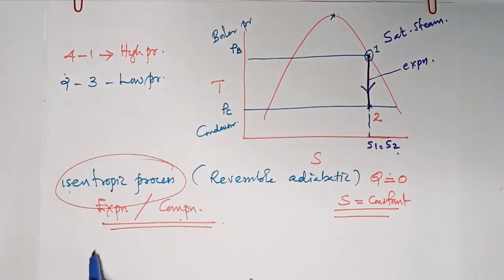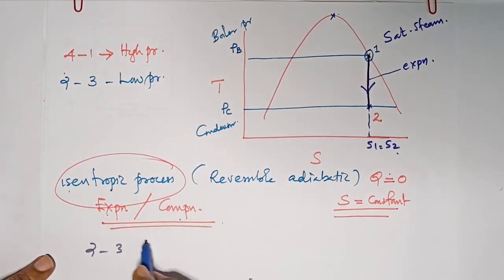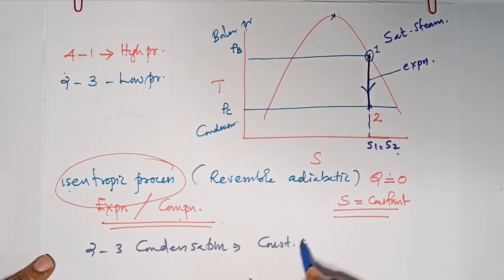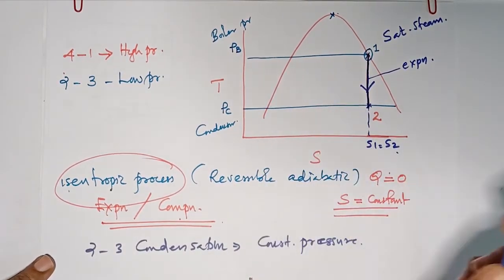2 to 3 is a condensation. 2 to 3 the process is condensation. 2 to 3 is condensation and the process happens at constant pressure. Constant pressure. So 2 to 3.